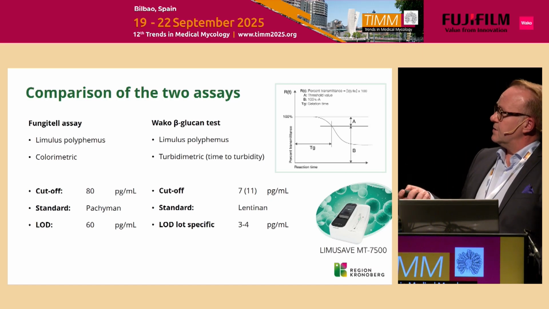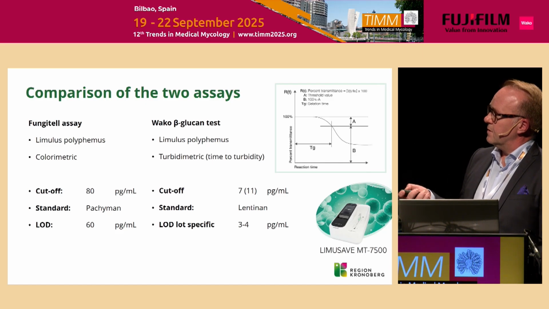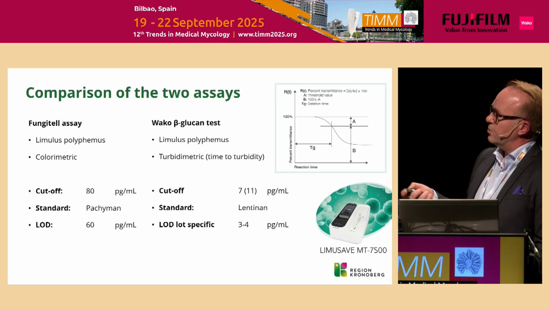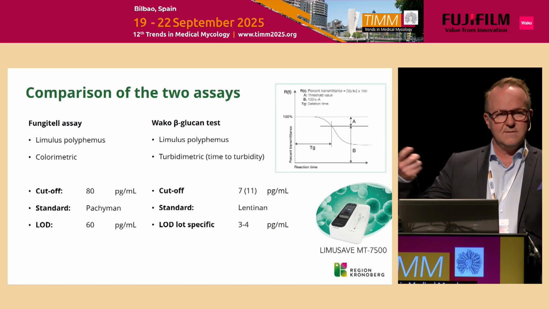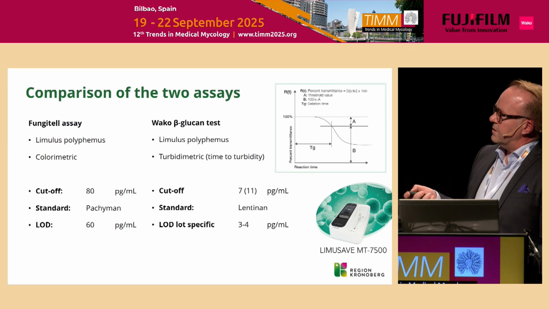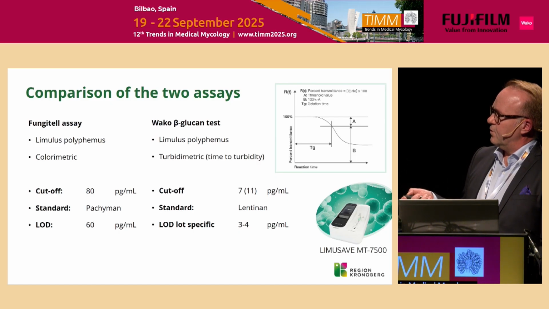So we had a closer look at these two, Fungitell, which we were used to, and the Wako test. Both use the same species of horseshoe crab, Limulus polyphemus. The Fungitell uses colorimetric detection, while the Wako actually uses the time to gel formation measured as turbidity. So there's a difference between the detection methods, and also they use different standards for calibrating.